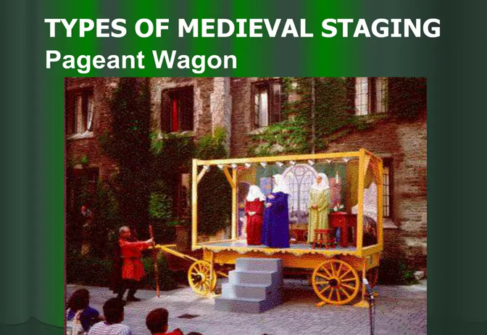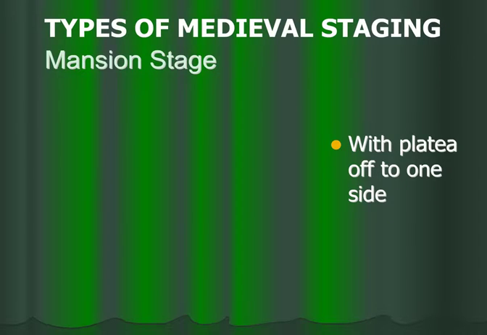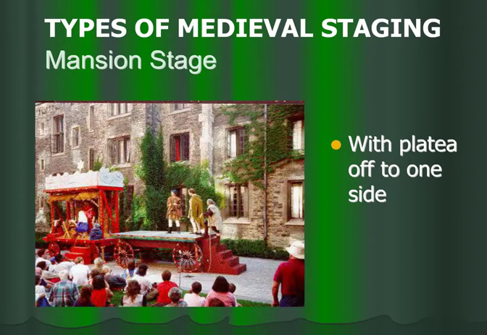The next stage that I wanted you to see was that fixed stage, the mansion stage. So if you look and see, that one looks like a pageant wagon, but it doesn't roll. It's built right there in place, and then you have the plateau that's off to one side, and that rolls up to it just to give an additional acting space.